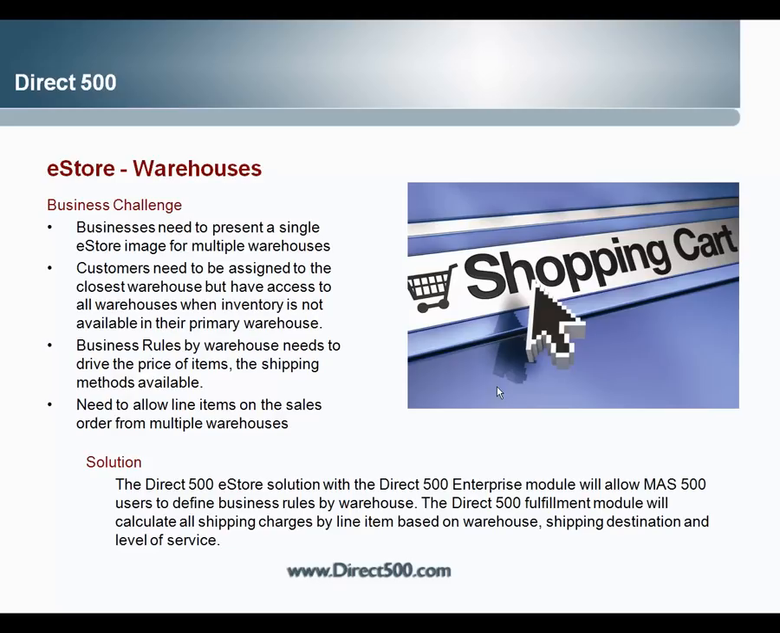From there, we need to be able to work with some business rules that take into consideration the cost of shipping, different shipping methods, and prices may be defined by warehouses as well. So we need to be able to present all of that to the customer. In addition to that, we need to be able to place one order in the system and have multiple warehouses impacted so that when the order comes in, it is routed to the appropriate warehouses and fulfilled out to the customer. And the Mas 500, Direct 500 eStore solution, with its fulfillment capabilities, can handle all of those challenges for you.